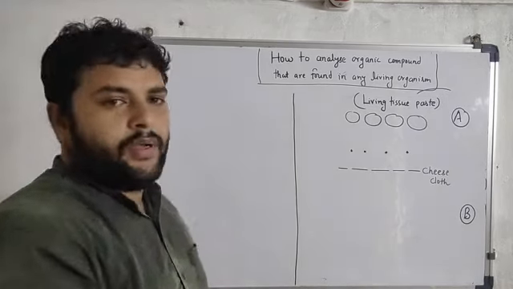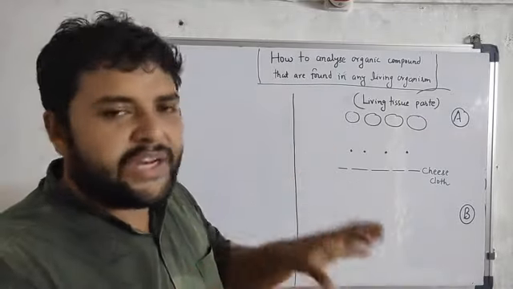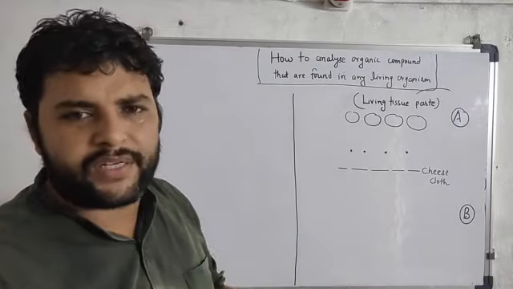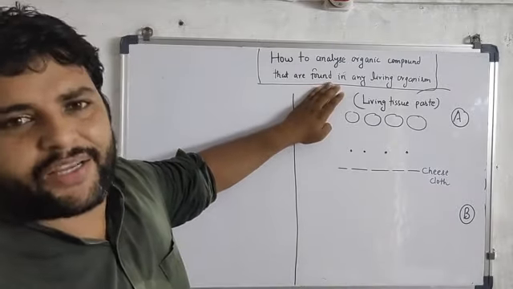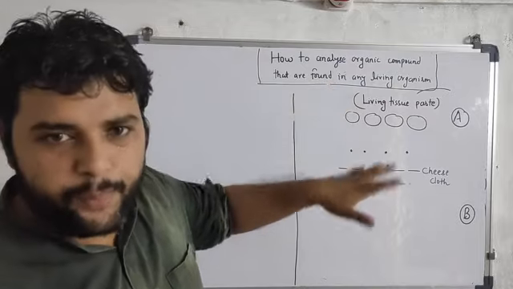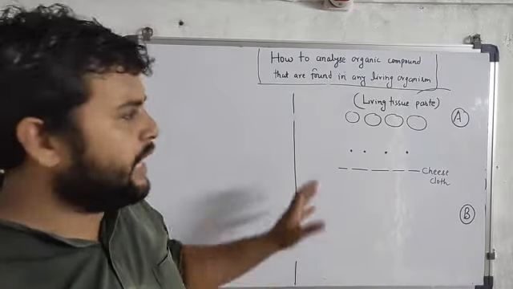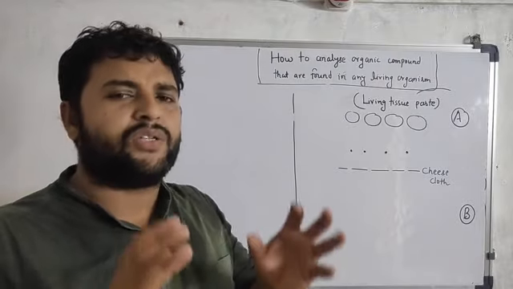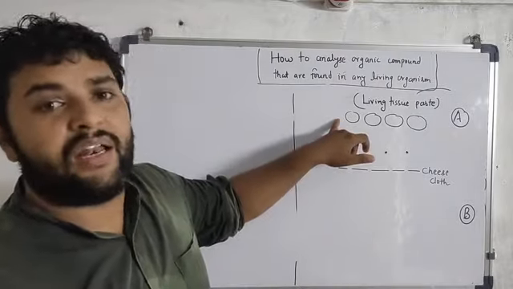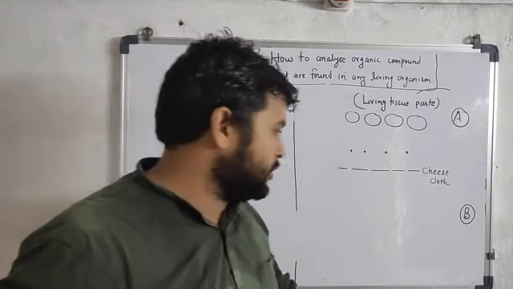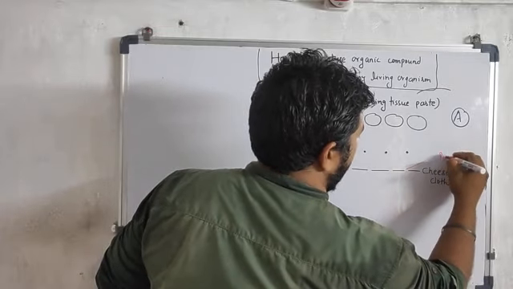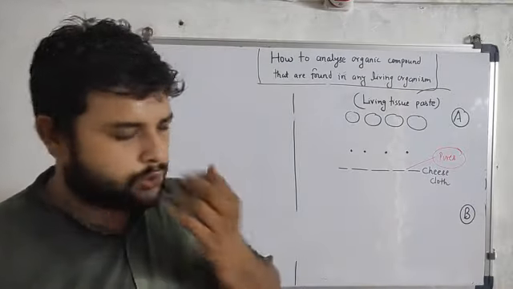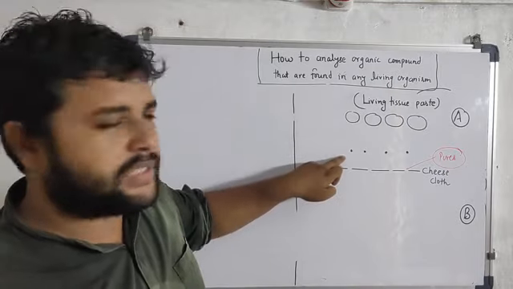Now let us try to pass this living tissue paste through the cheesecloth, or simply we can take cotton cloth also. Now I am trying to pass this living tissue paste through this cheesecloth. As we know, this living tissue paste contains both kinds of particles. There are some particles whose size is really larger. So these are the larger molecules and these are the smaller molecules, and these are the pores that are present in the cheesecloth.